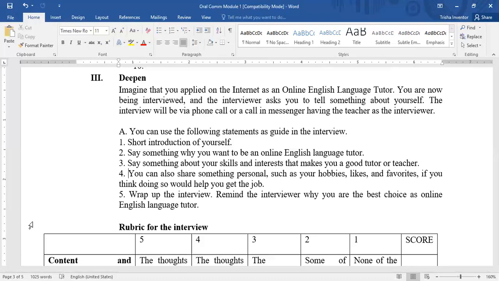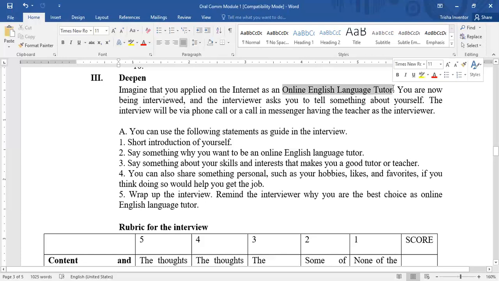Okay, then number 4, you can also share something personal, such as your hobbies, likes, favorites, if you think doing so would help you get the job. Okay? Related nga mga hobbies, mga likes, mga favorites nimo sa job sa online English language tutor. Online English language tutor imuhang gi-applyan. So lisod sad mingon ka dito, my hobby is cleaning our house and washing the dishes.